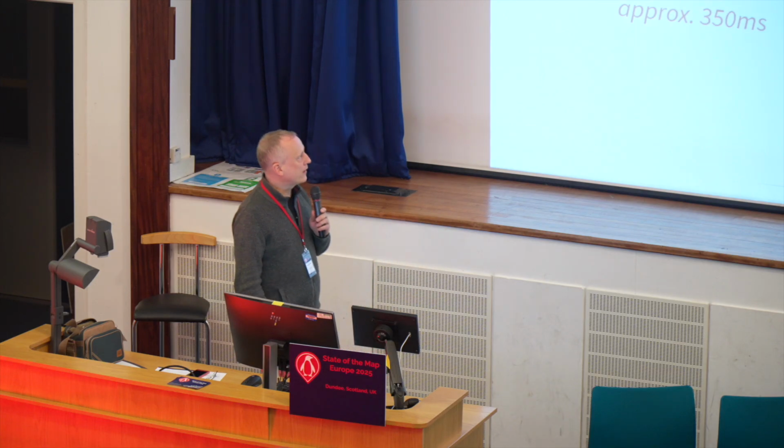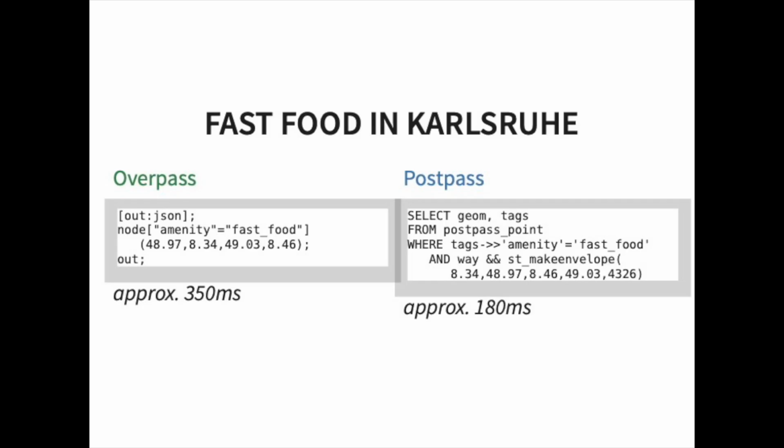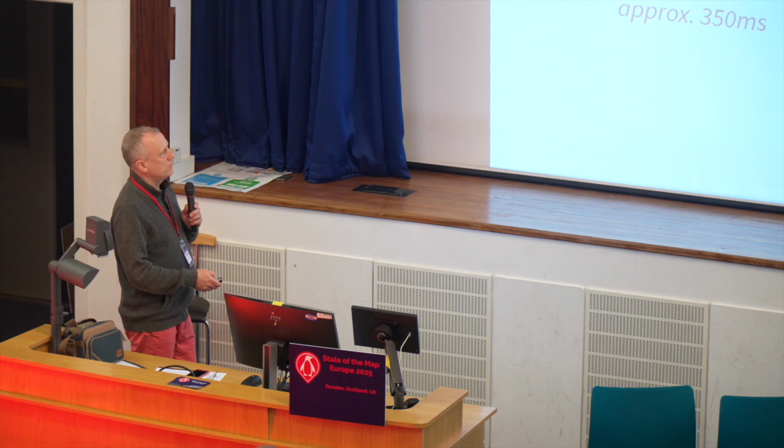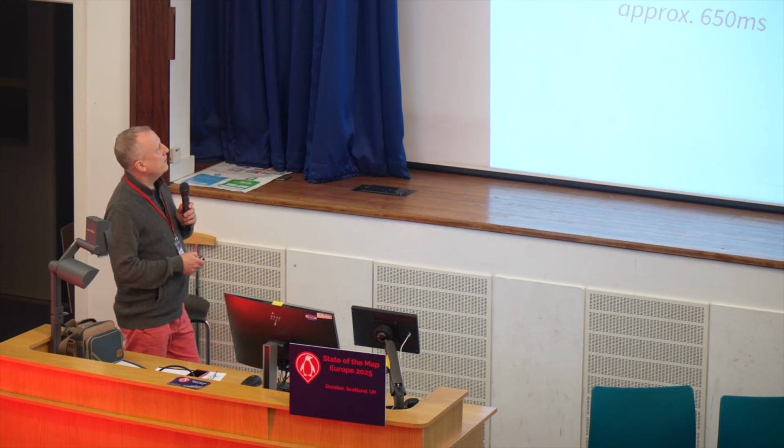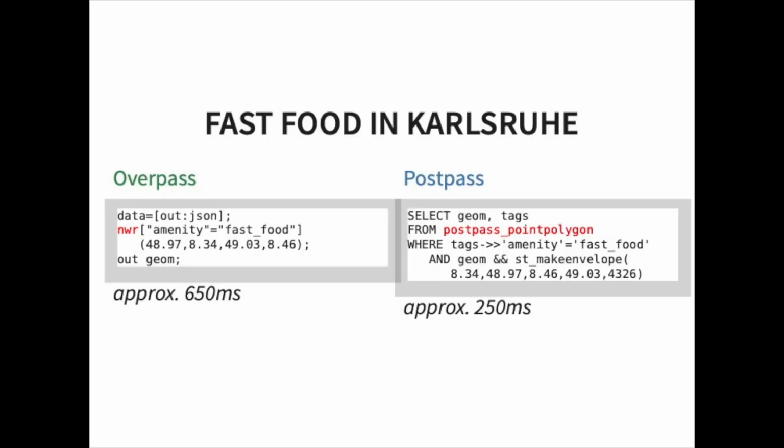I have prepared a couple of examples for you where I have put Overpass queries on the left and an equivalent Postpass query on the right. So in Overpass, this would be a query that gives you nodes tagged as fast food in this bounding box. And in Postpass, it will look like this. It's similar and has similar execution time, so it works about the same. This is the same query, but the previous query was just for nodes, and this query is now for nodes, ways, and relations in Overpass. Here I have a helper table called Postpass point polygon that contains all the points and polygons. So this does about the same as well.